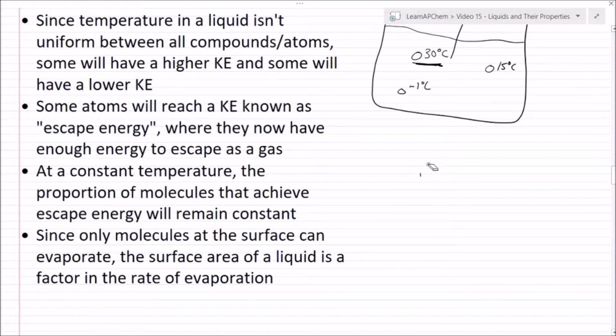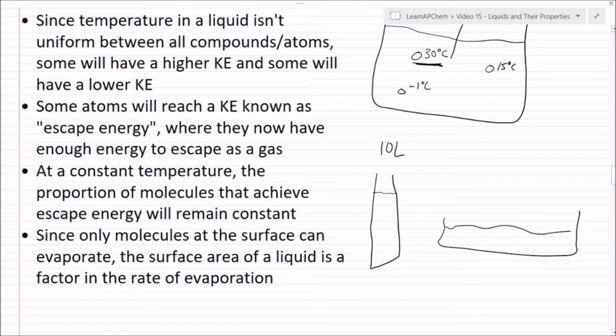Now, since only molecules at the surface can evaporate, the surface area of a liquid is a factor in the rate of evaporation. So let's say that I have a beaker like this with 10 liters and one like this that also has 10 liters. This one will evaporate quicker because we have more atoms at the surface.